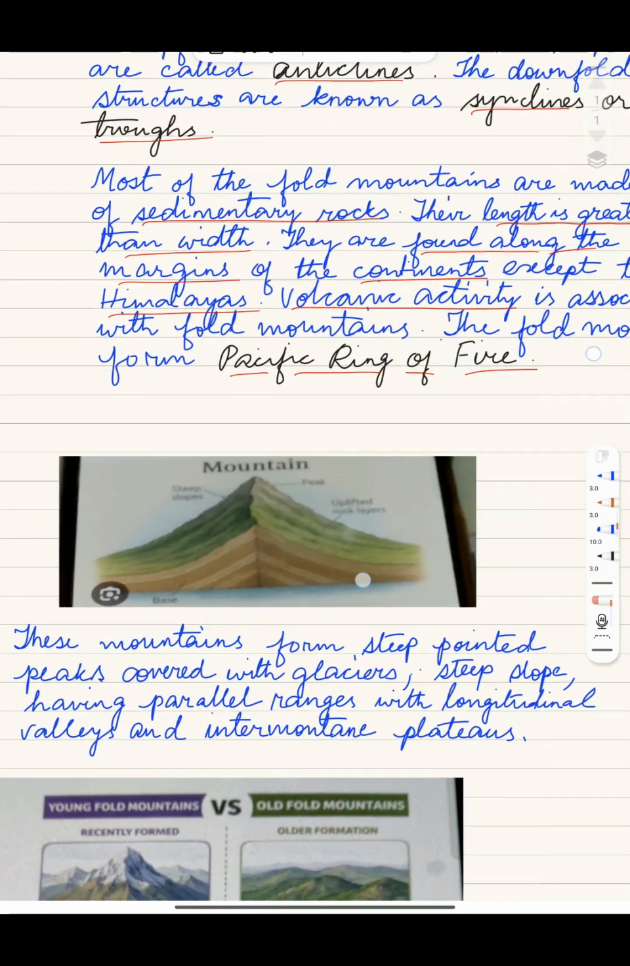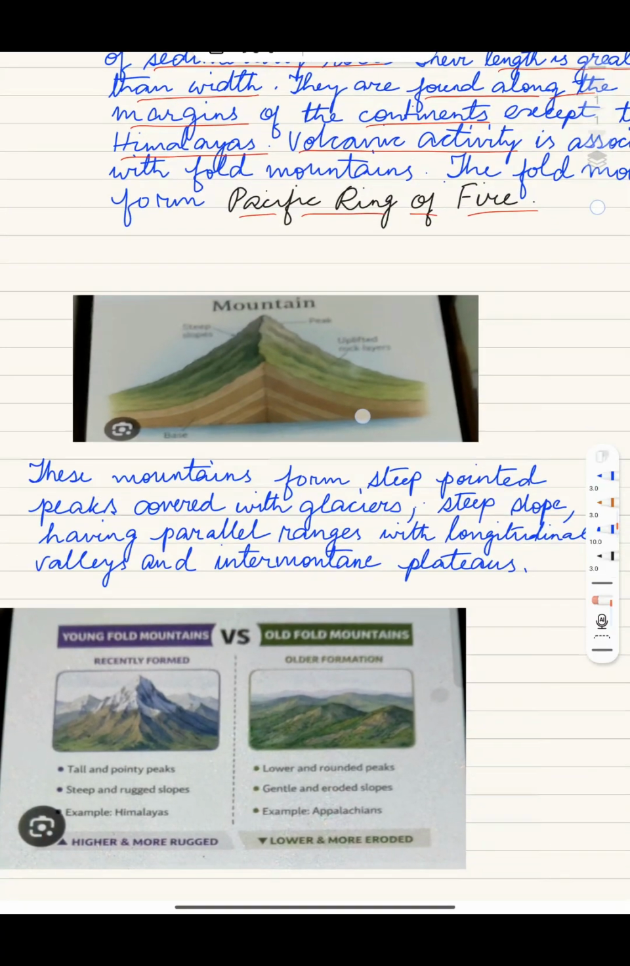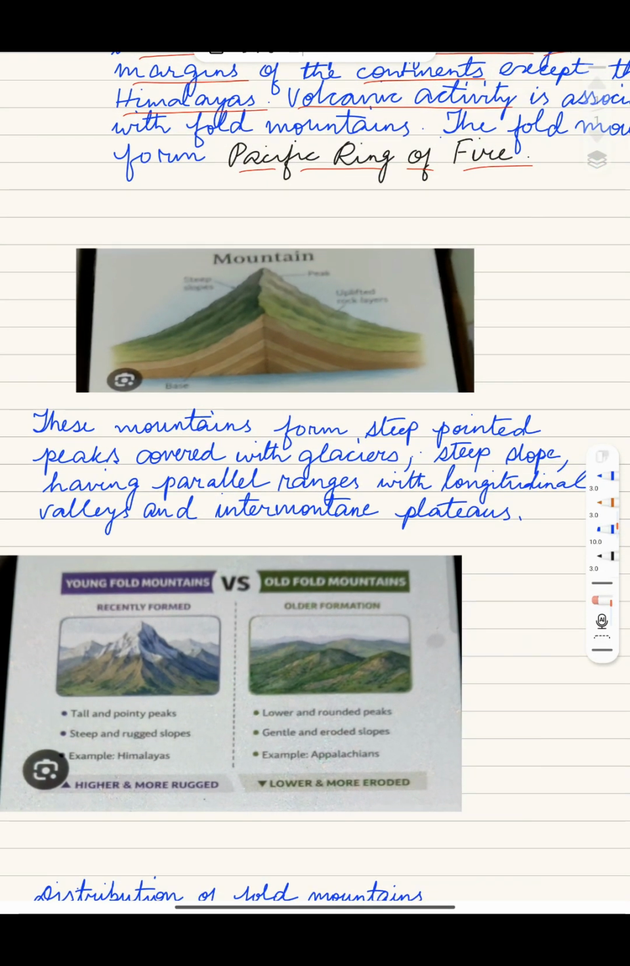Now, this is how the fold mountain looks like. Other features are, these mountains form steep pointed peaks covered with glaciers. Remember these adjectives. Another feature, they have steep slope. Another feature, have parallel ranges. Now, parallel ranges means one range after the other, as if they have arranged garlands, one after the other. And in between the parallel ranges, we have longitudinal valleys and intermountain plateaus.